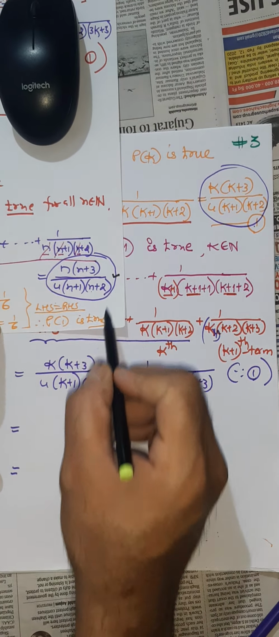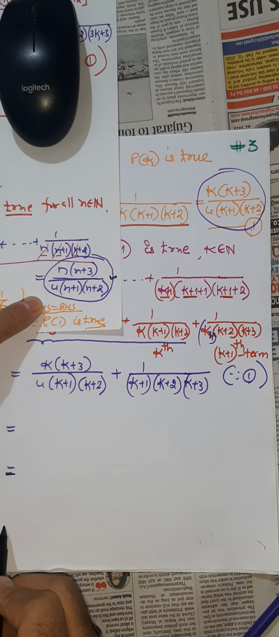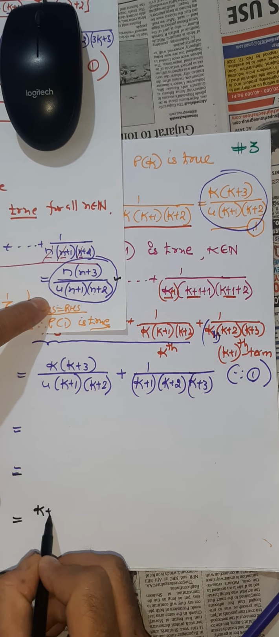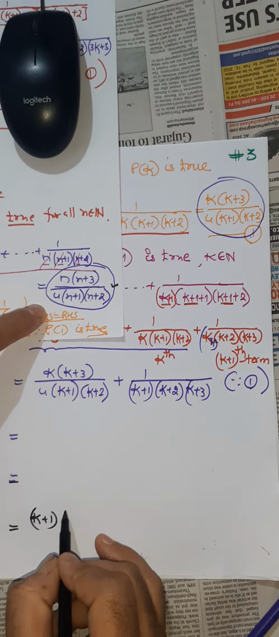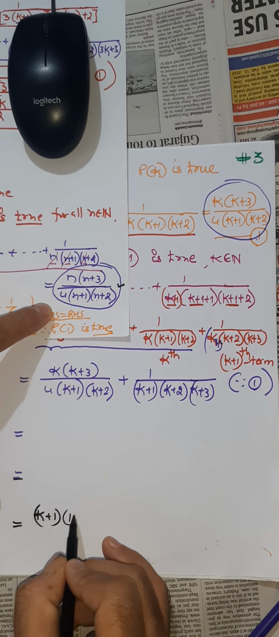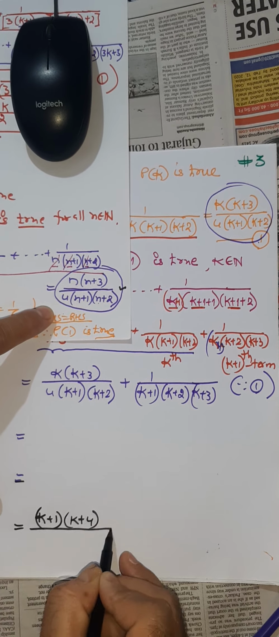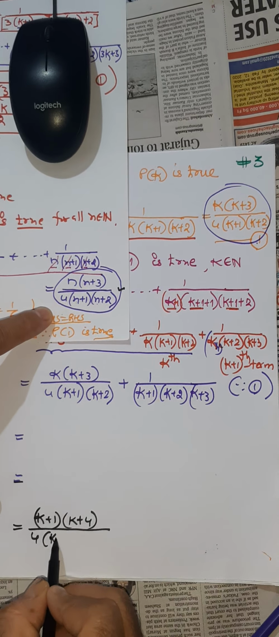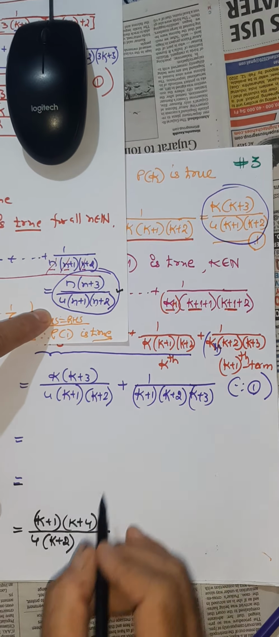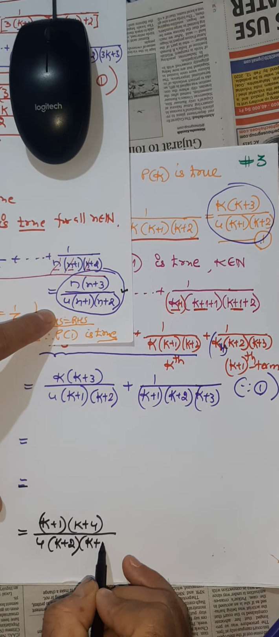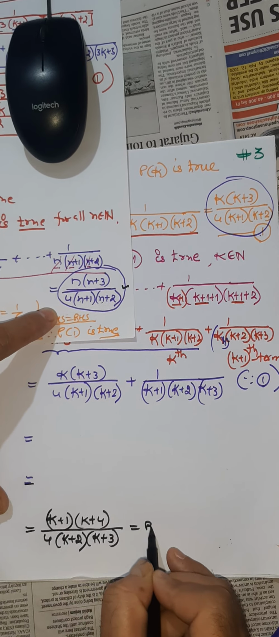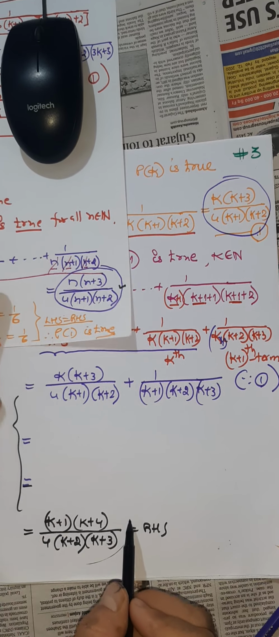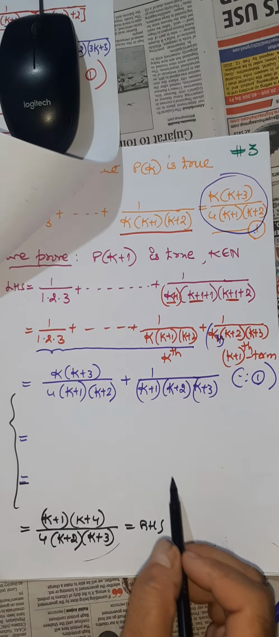But what you want, that should be in your mind. What you want, let me write here. I'm writing here in the last step. So I want k plus 1, k plus 1 plus 3, k plus 4 upon 4 as it is, k plus 1, so k plus 2, here k plus 1, so k plus 3, remember. This is what I want, this is RHS. So we just simplify this and we try to get this. It has to be this one. If it is not this, that means some algebraic mistake must be there.